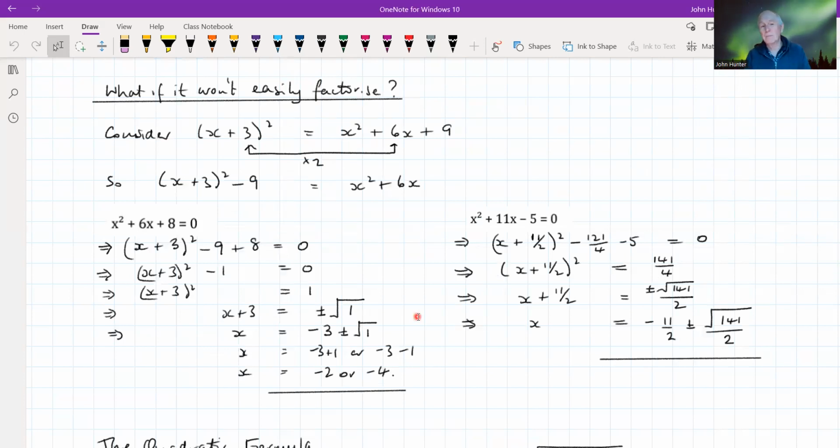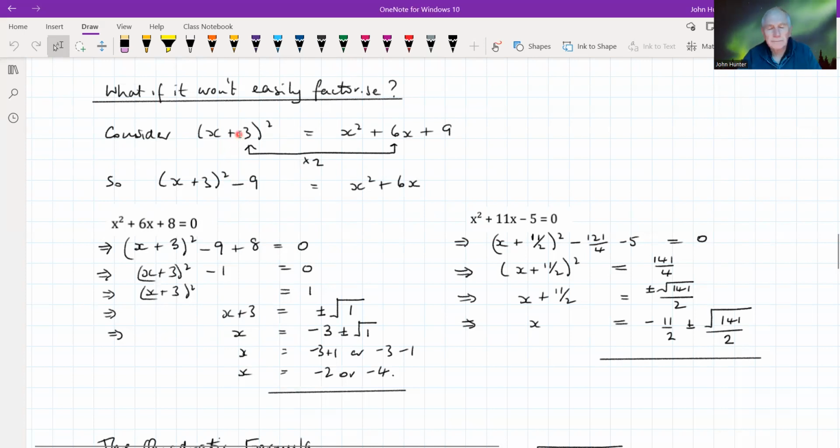Now then, what happens if it won't easily factorize? Sometimes there's an option where we might be able to use a fairly straightforward fraction, you know, x minus a half into x plus 2 or something like that. Yeah, possibly. Those tend to be a bit more difficult to spot, actually. But if you can glean that out, then that would be good.